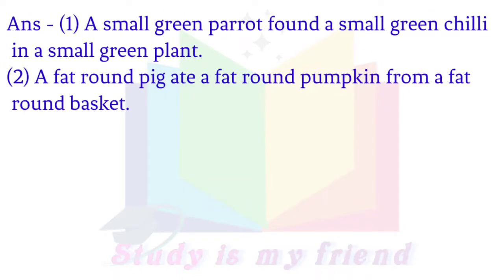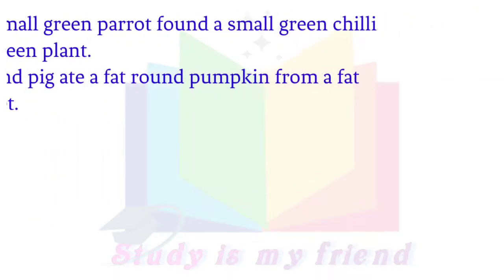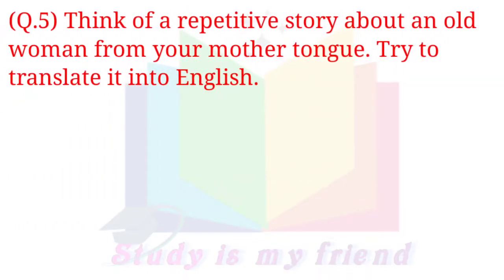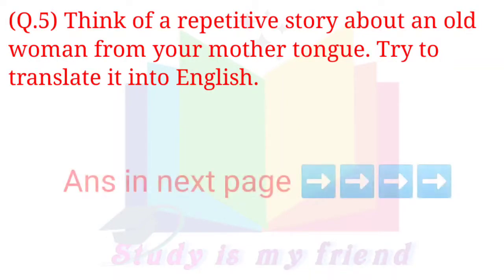Answer. 1. A small green parrot found a small green chili in a small green plant. 2. A fat round pig ate a fat round pumpkin from a fat round basket. Question 5. Think of a repetitive story about an old woman from your mother tongue. Try to translate it into English.